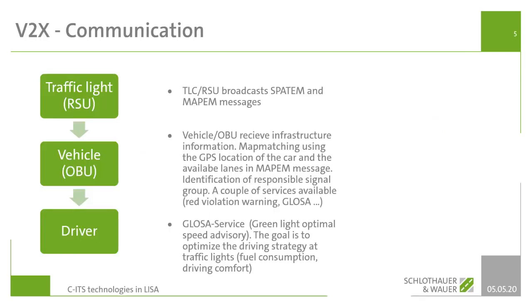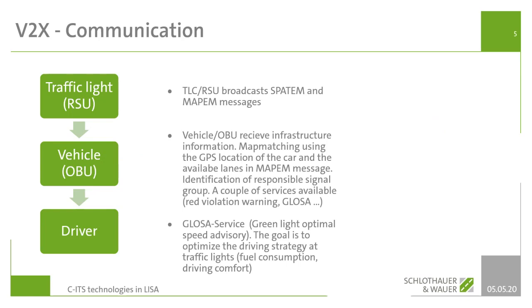Here we have a traffic light with an installed roadside unit, which provides the information about the map and the SPAT. Then we have the vehicles with an included onboard unit, which is able to receive those kinds of messages. And here we have the map message together with the GPS location of the car. So a map matching can be done.